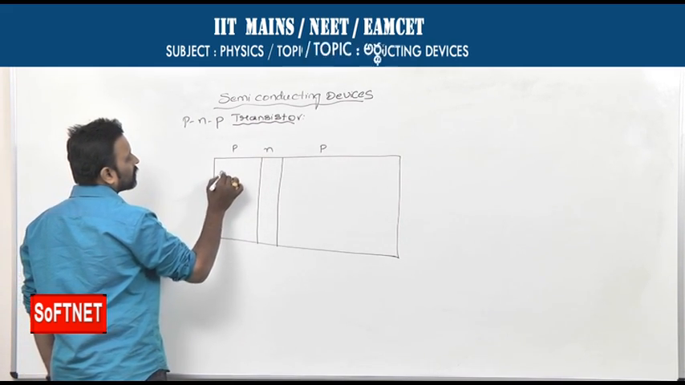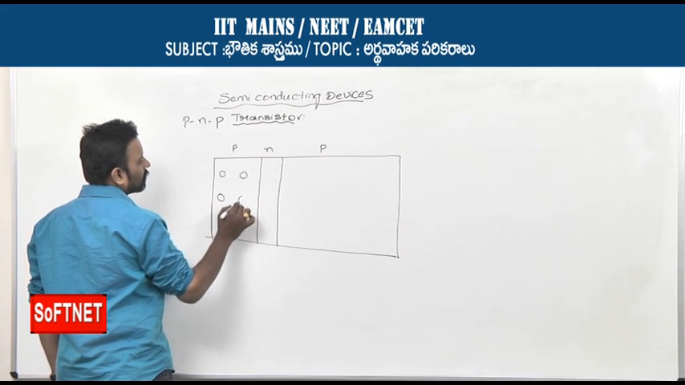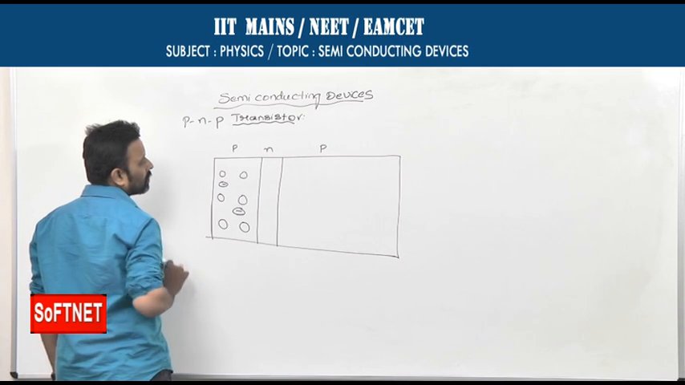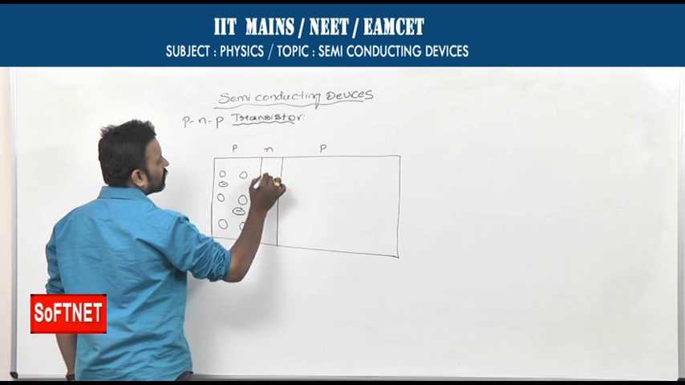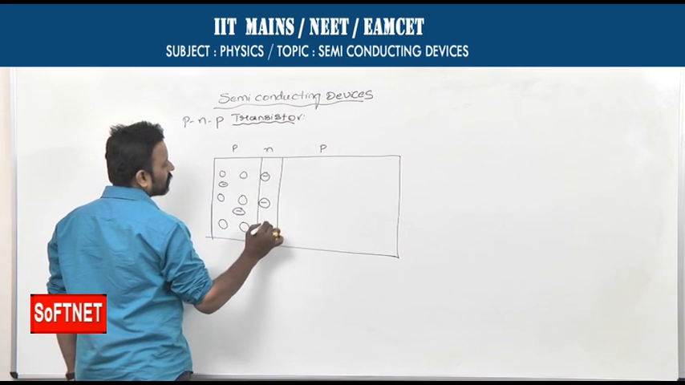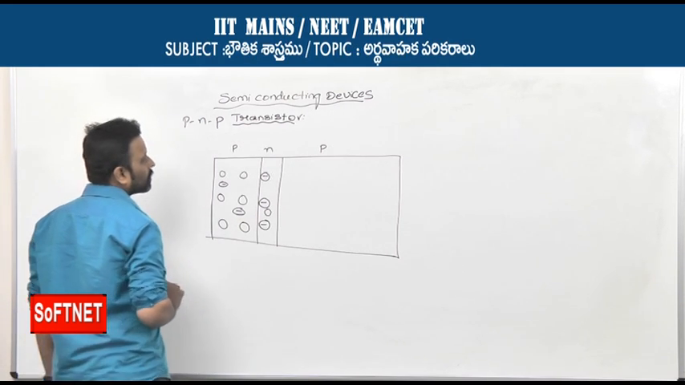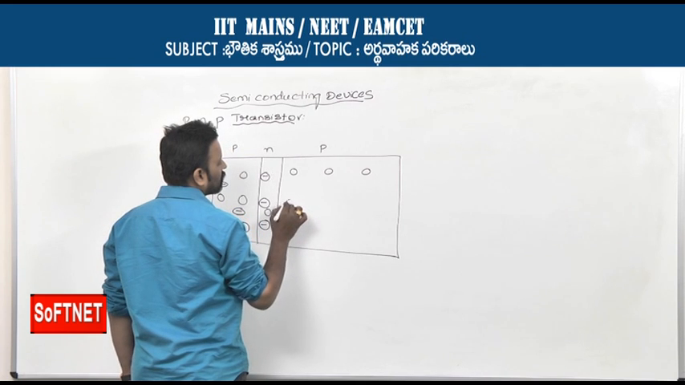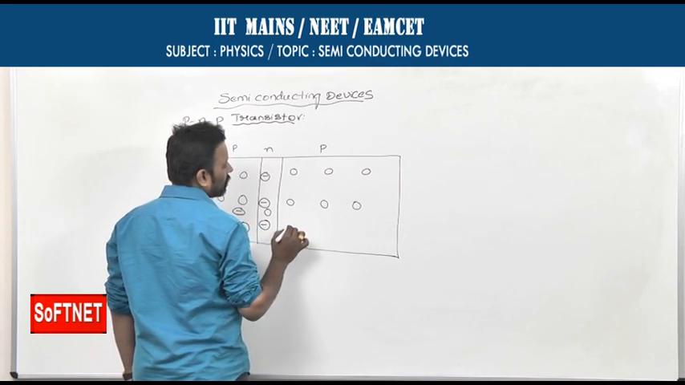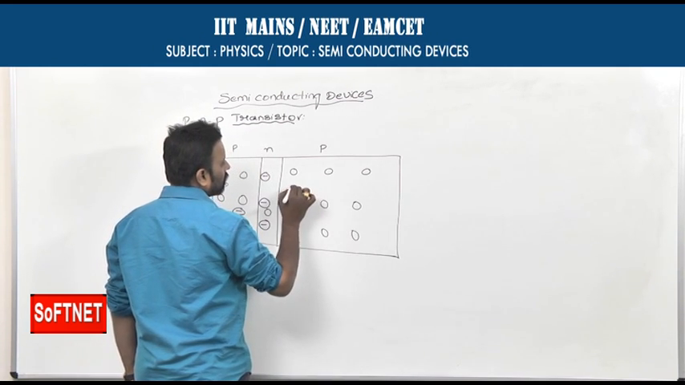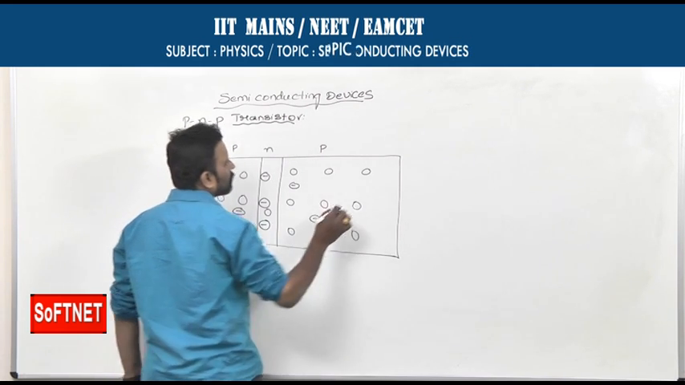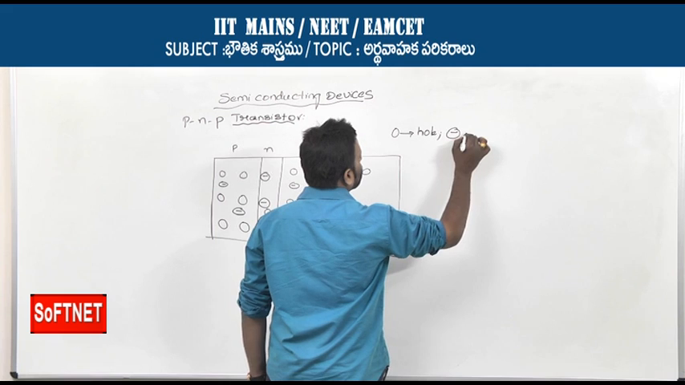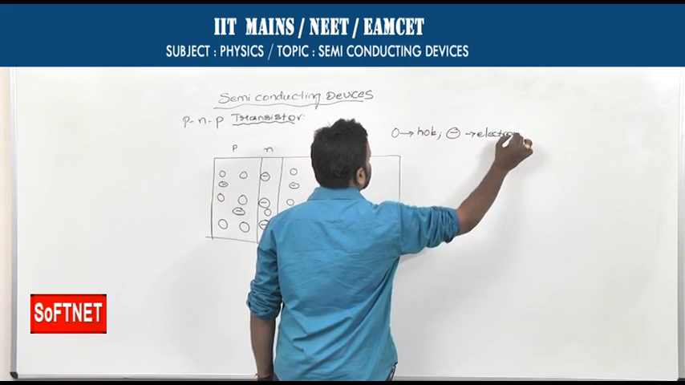In the case of the P-side semiconductor, holes are majority charge carriers and electrons are minority charge carriers. This is the N side. Electrons are majority charge carriers and holes are minority charge carriers. This P side, again, holes are majority charge carriers and electrons are minority charge carriers. This is a hole, this is an electron.